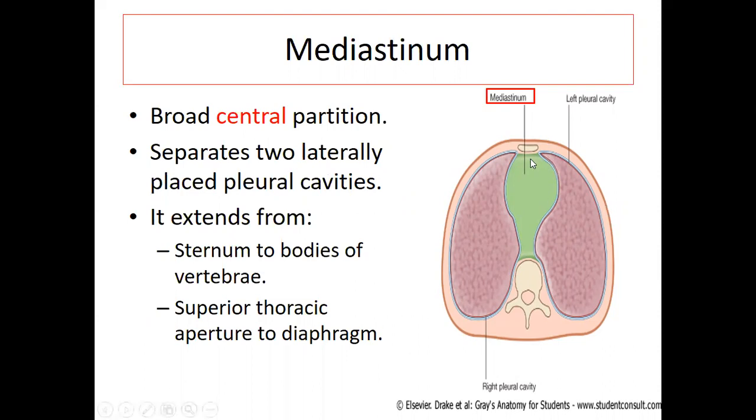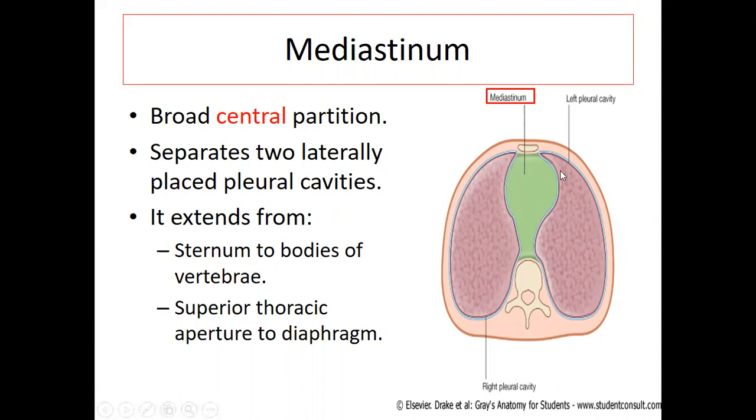If you see from this picture, you can see in the middle part here, the green color area is the area of the mediastinum. It is a broad central partition in the middle. It separates two laterally placed pleural cavities. You can see here on the right side and the left side, the purple color structure is the lung, and this is the pleural cavity. So you can see here we have the line, right?